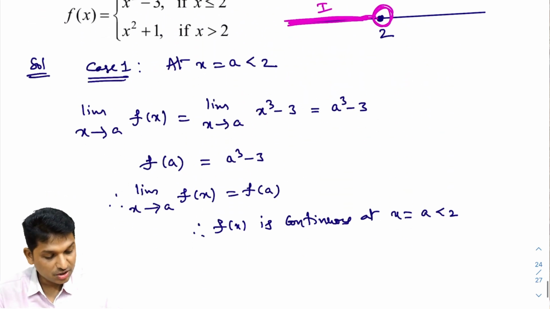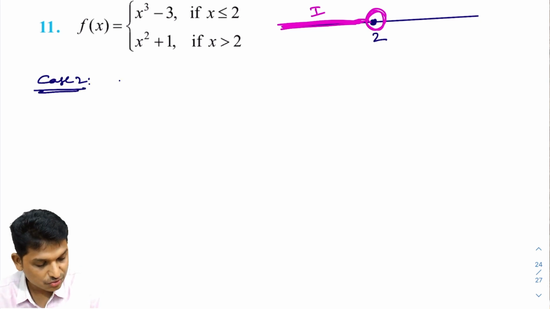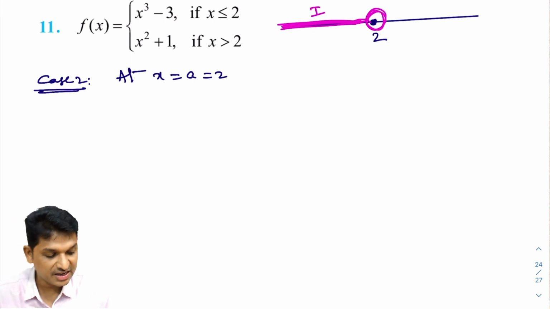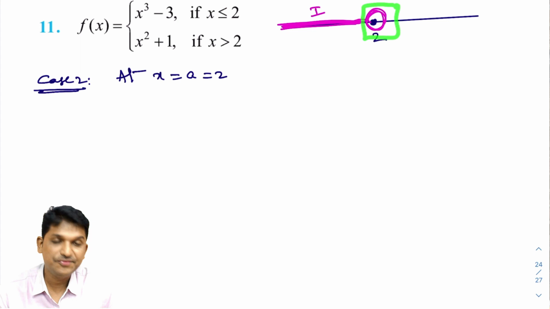Okay. What I'll do? I'll bring this function. Case 2. What is case 2? At x equal to a, here a value is very clear. I am checking the continuity at 2. This case is little difficult. What I am doing now? I am checking continuity at x equal to 2. Only one point.